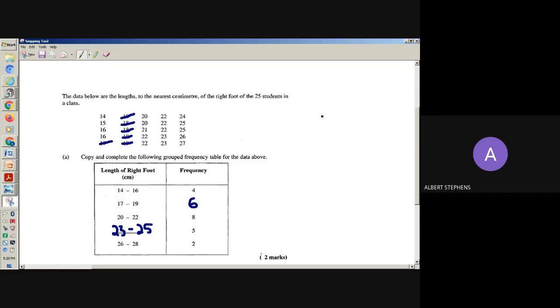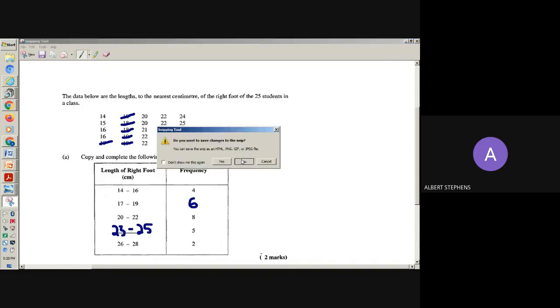Not sure what they're going to do that for. I don't know. Why would anybody want to measure your right foot? Well, I guess maybe they're going to get some shoes or something. I don't know. All right, let's get back to this now.